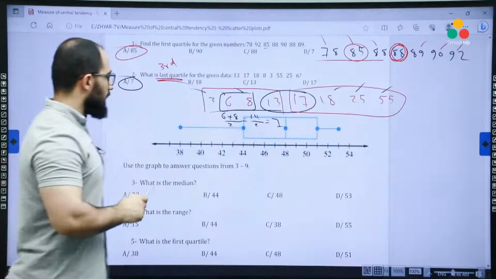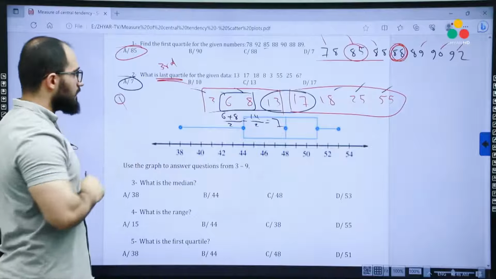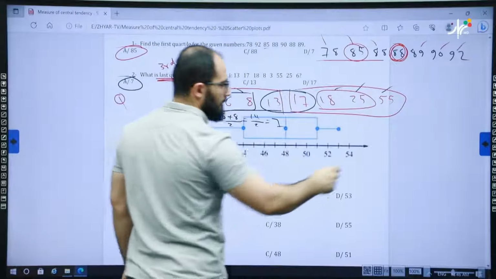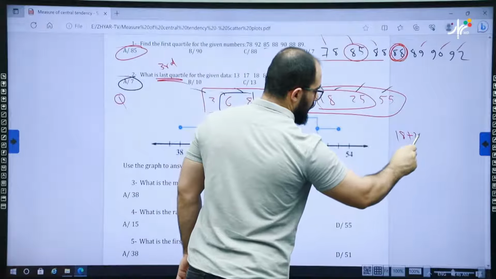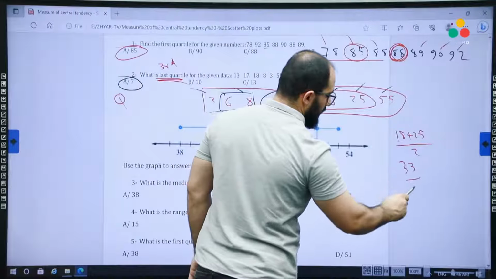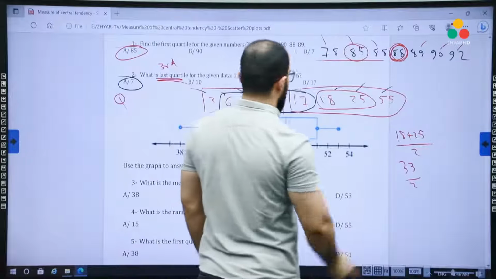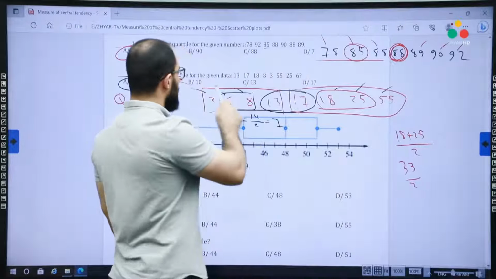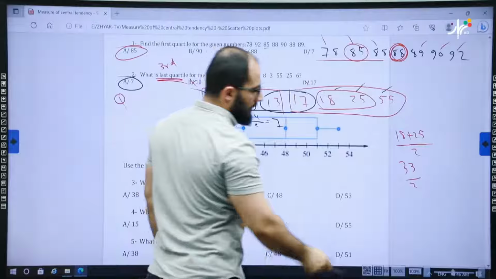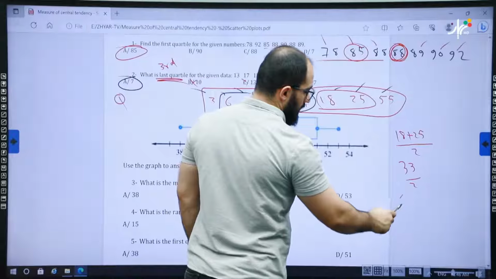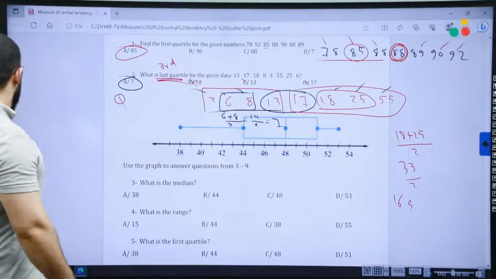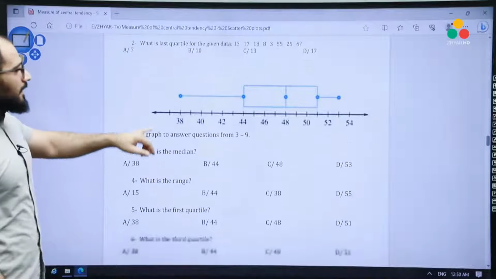But I think we made a mistake here. 7 is the first quartile, but it says third quartile. So the third quartile is 18 plus 25, divided by 2. It's going to be 33 divided by 2. I think we don't have the correct answer here. The answer does not exist here. So 33 divided by 2 is going to be 16.5.